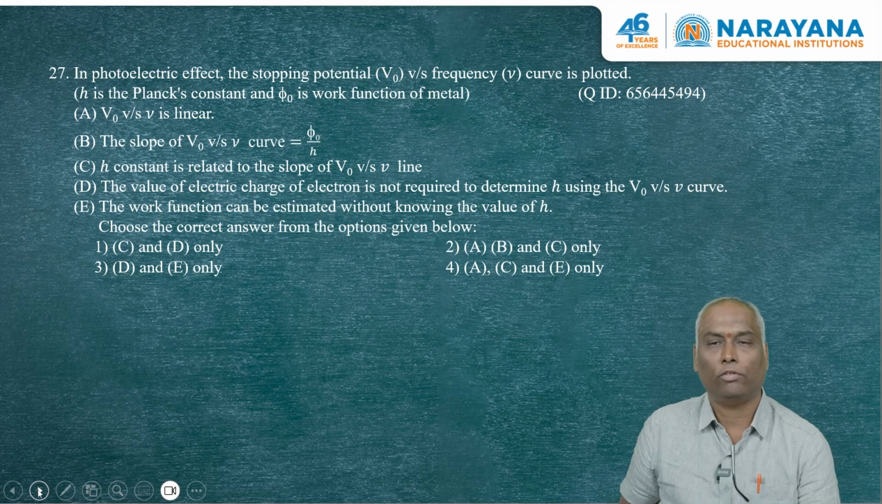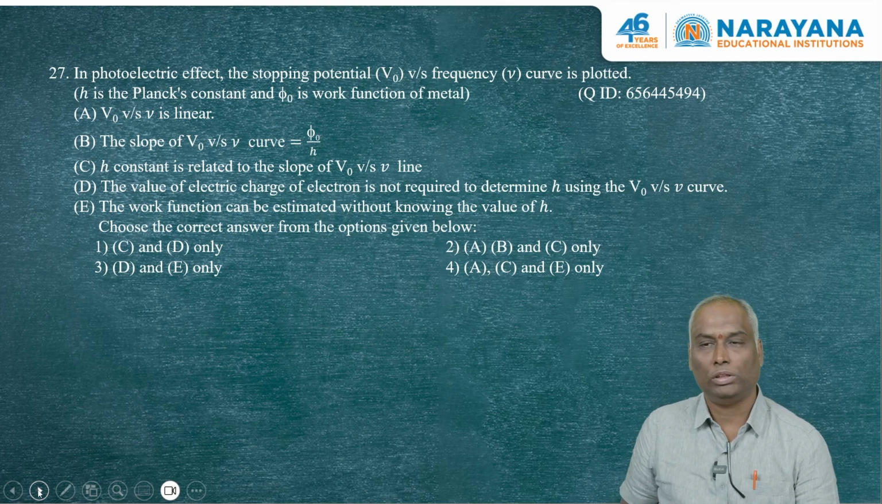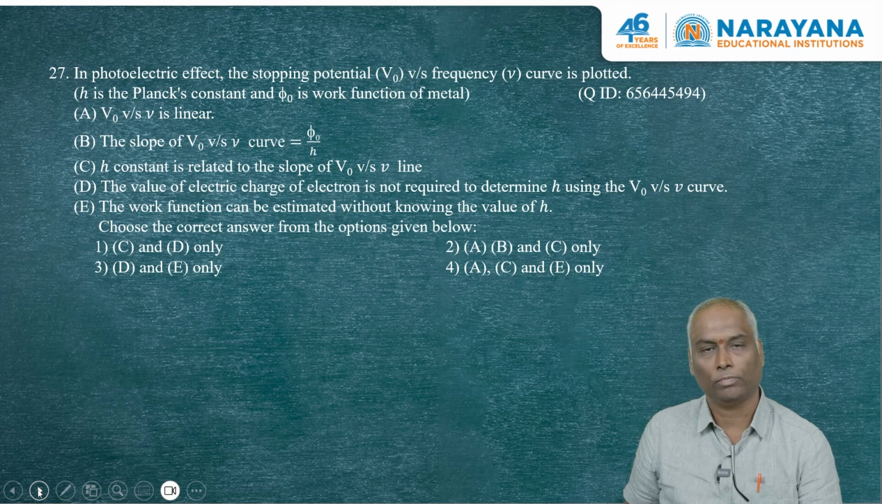In photoelectric effect, the stopping potential V0 versus frequency nu curve is plotted. H is the Planck's constant and phi naught is the work function of the metal. Here they have given five statements and we have to choose the correct ones out of these 5 statements. These are related to the graph.